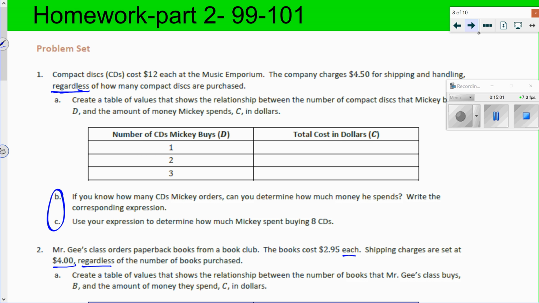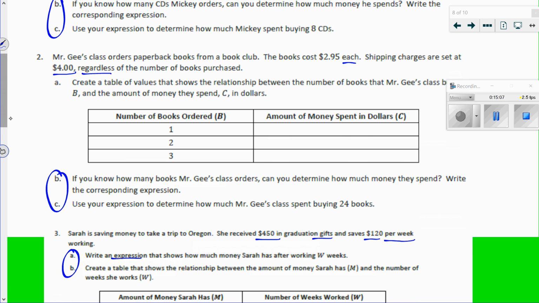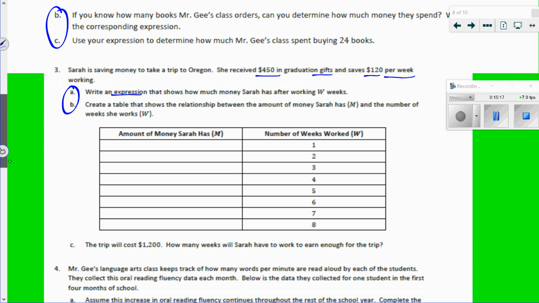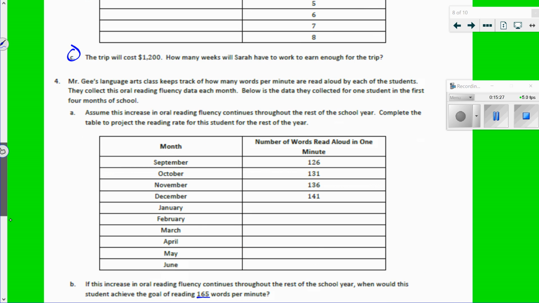Guys, realize you have a part B and C here. Don't forget to answer those. As you go down, you'll notice number 2 has that same setup. I've got something happening repeatedly. I have something happening once. That tells you I'm going to have 2 operations. Again, part B and C. Number 3, they mixed it up even more. Now I have 2 before I start the table. So don't forget those 2, and you have 1 afterwards. Make sure you answer all of the questions.